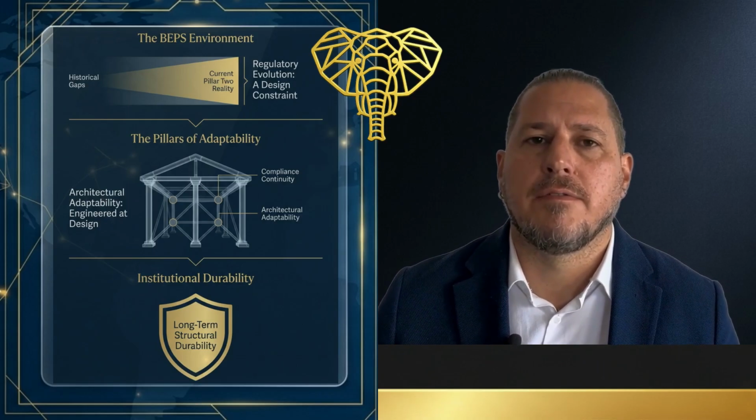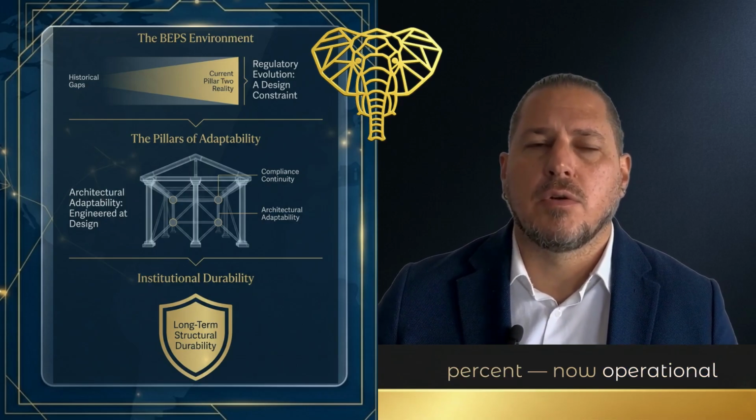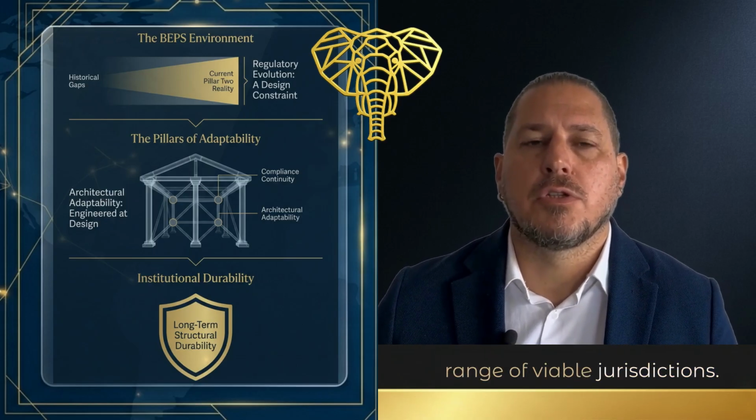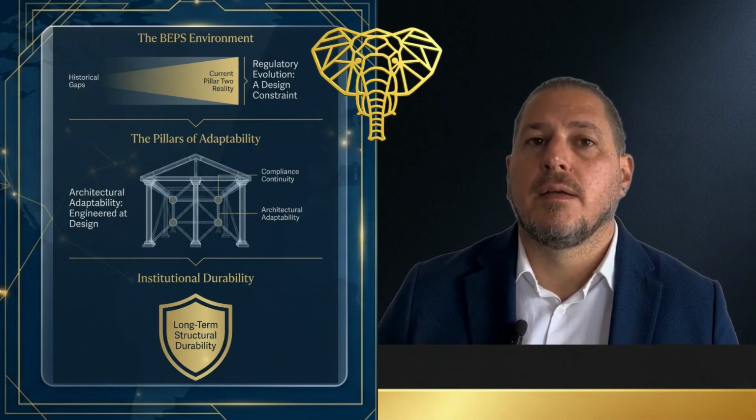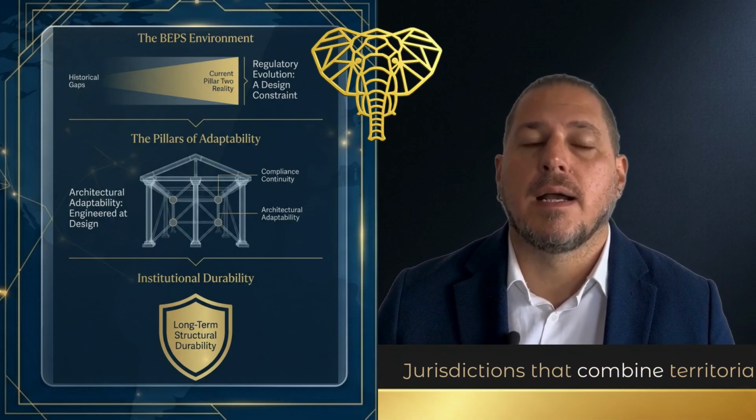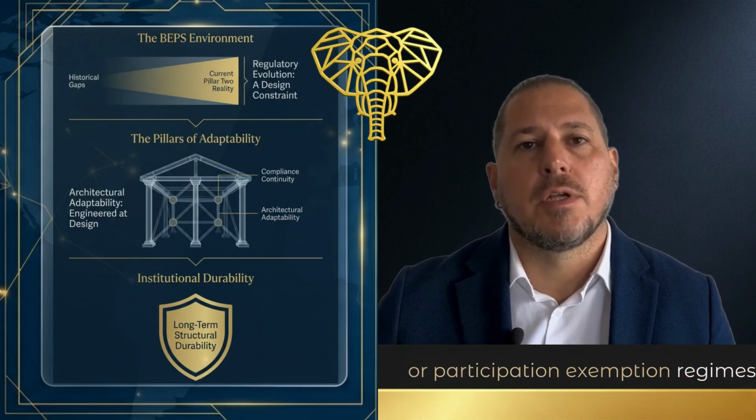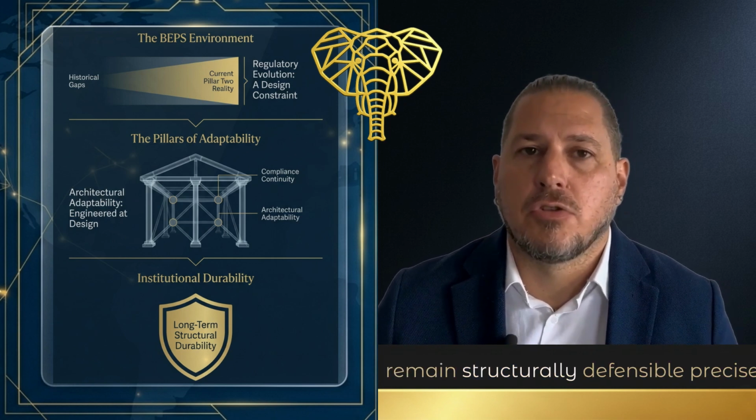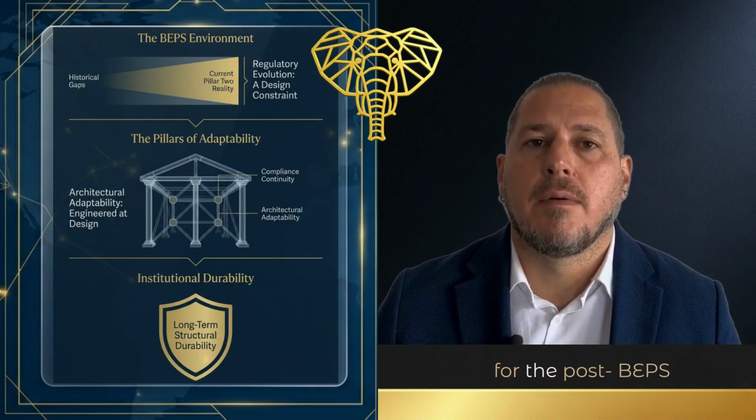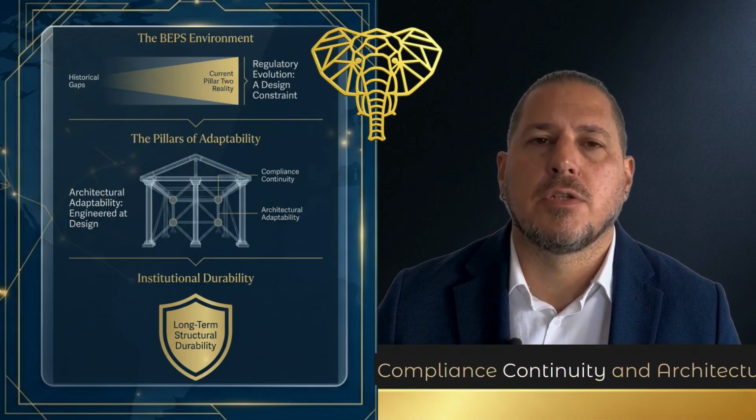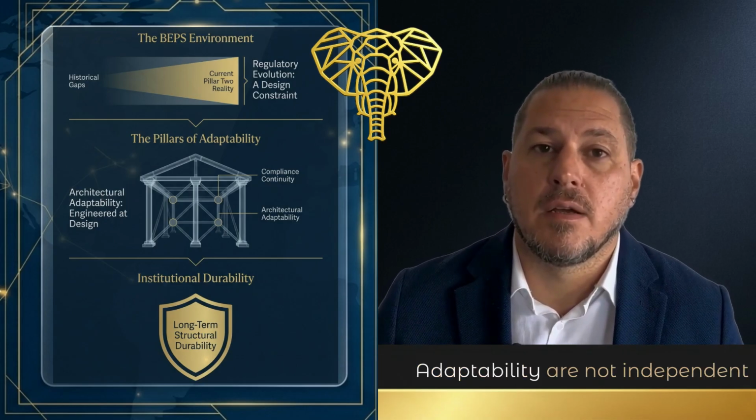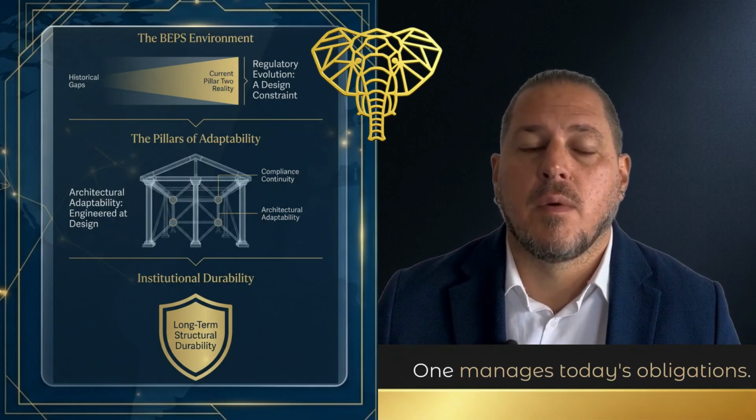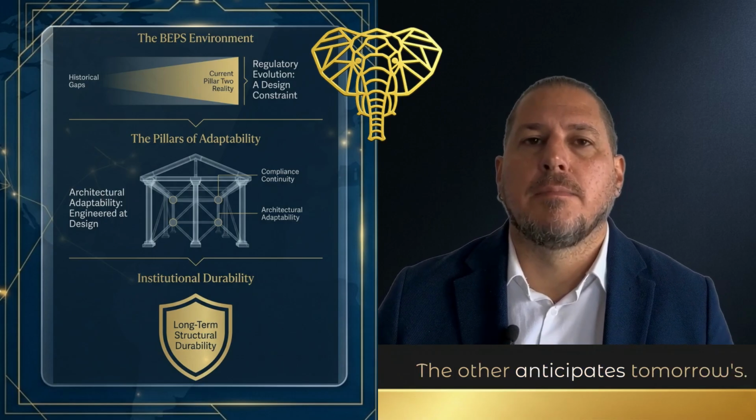The global minimum effective tax rate of 15%, now operational across the majority of OECD member states, has materially narrowed the range of viable jurisdictions. But it has not eliminated the architecture, it has refined it. Jurisdictions that combine territorial or participation exemption regimes with robust treaty networks and low administrative friction remain structurally defensible, precisely because they were designed for the post-BEPS environment. Compliance continuity and architectural adaptability are not independent disciplines. They are the same doctrine operating at different time horizons. One manages today's obligations, the other anticipates tomorrow's.